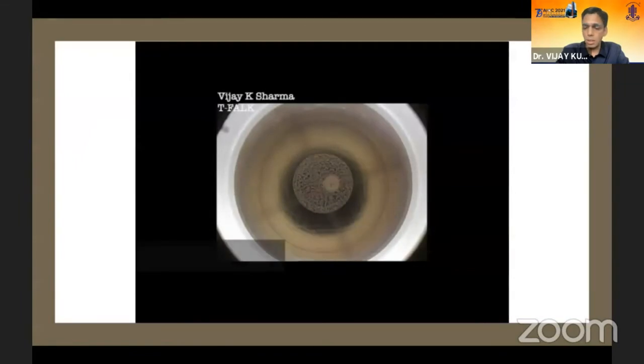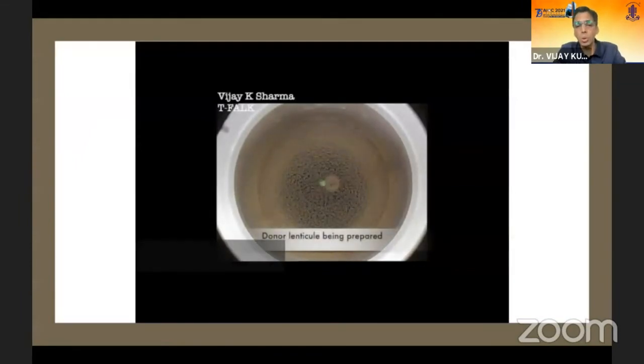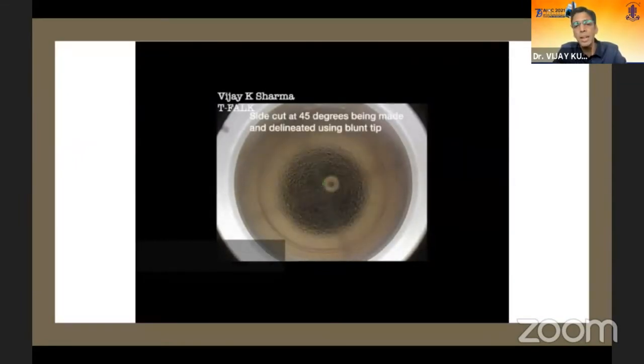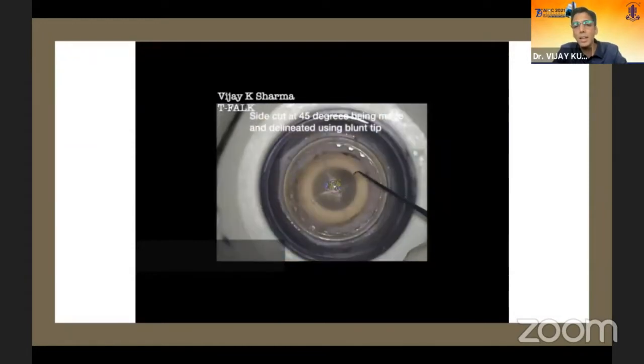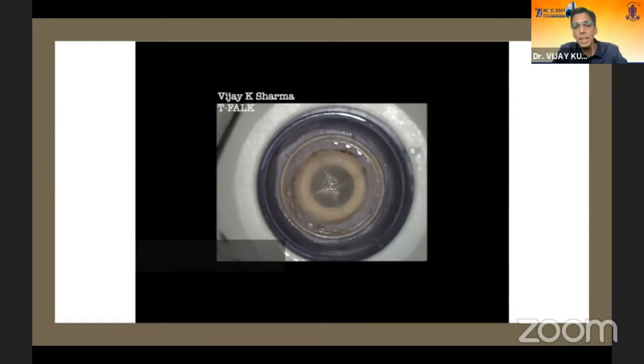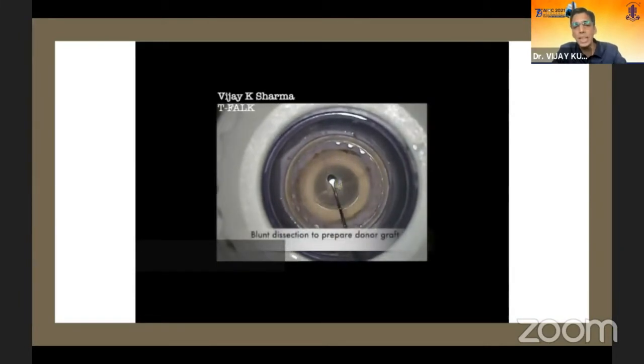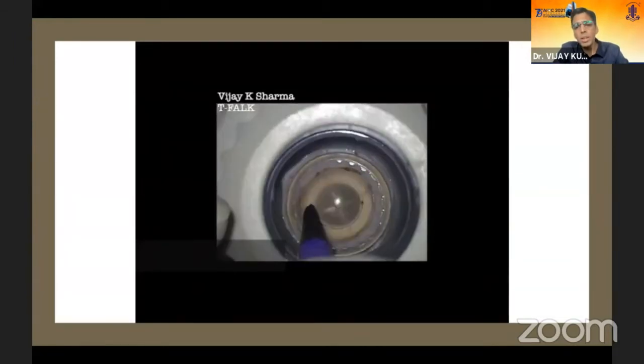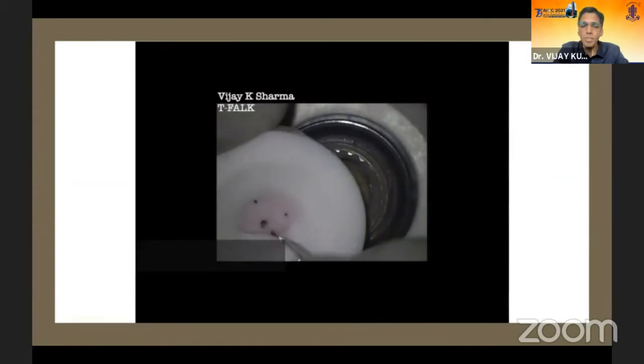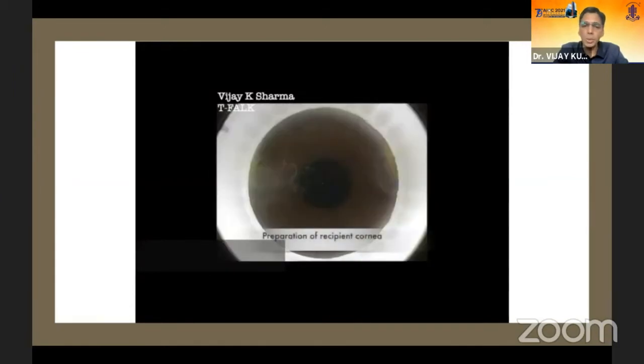So this is the video of the procedure. This is the donor lenticule which is being prepared. Here we have modified the side cut angle to 45 degrees instead of the traditional 90 degrees. This 45 degrees created sloping edges at the end. Then the donor lenticule was dissected all around. The size that we have taken varied from 7.9 to 8.5. So the donor lenticule has been prepared.